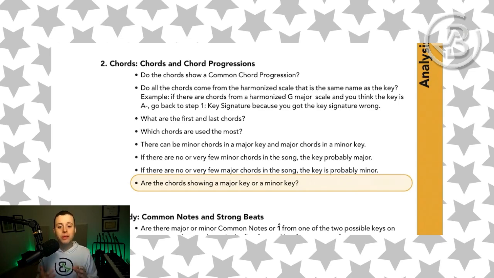Now, there can be minor chords in a major key, and there can be major chords in a minor key. So if there are no minor chords in the song, the key is probably major. And if there are very, very few major chords in the song, the key is probably minor, but again, you need to go through and look on a case-by-case basis, one song at a time, to double-check yourself. So then ask yourself, are the chords showing a major or a minor key?